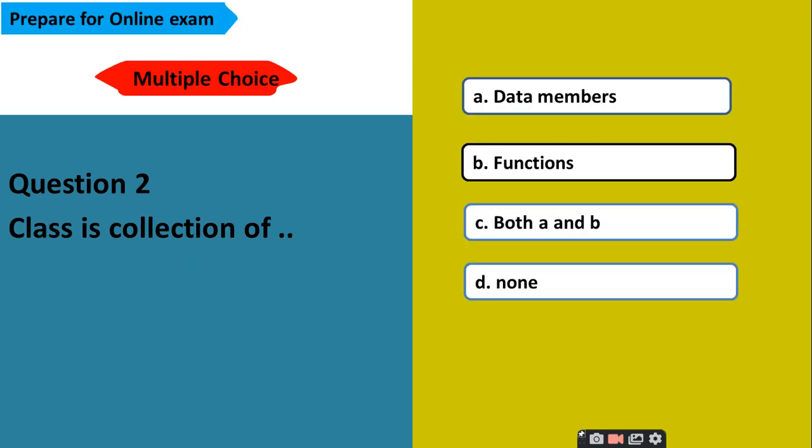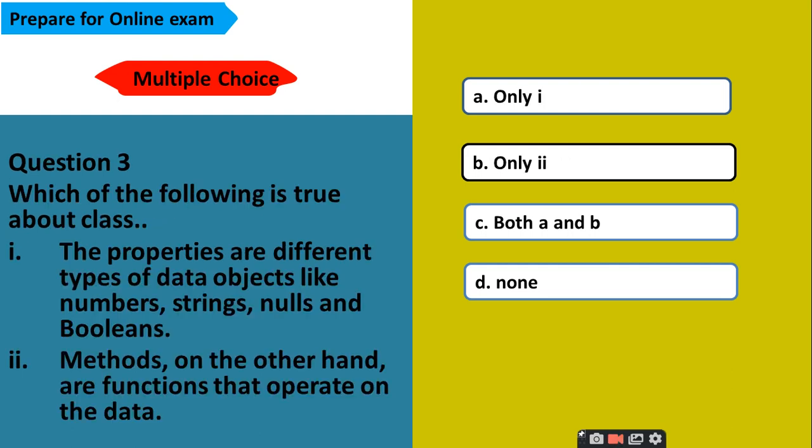Class is a collection of dash: data members, functions, both A and B, and null. And the correct option is C, both A and B, because class is a collection of data members and member functions. Which of the following is true about class?